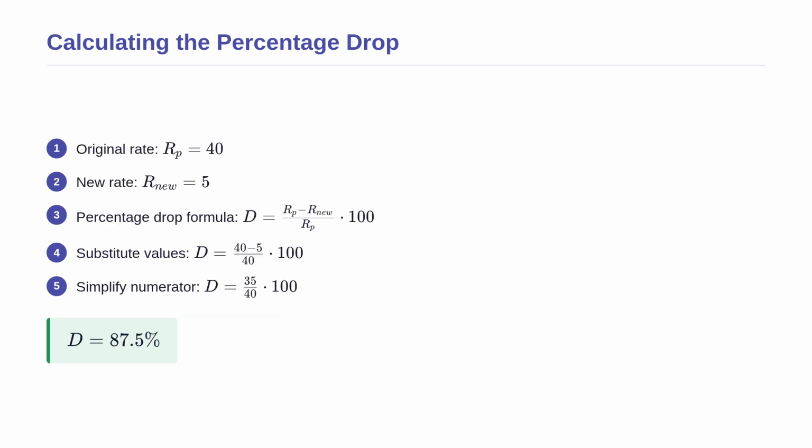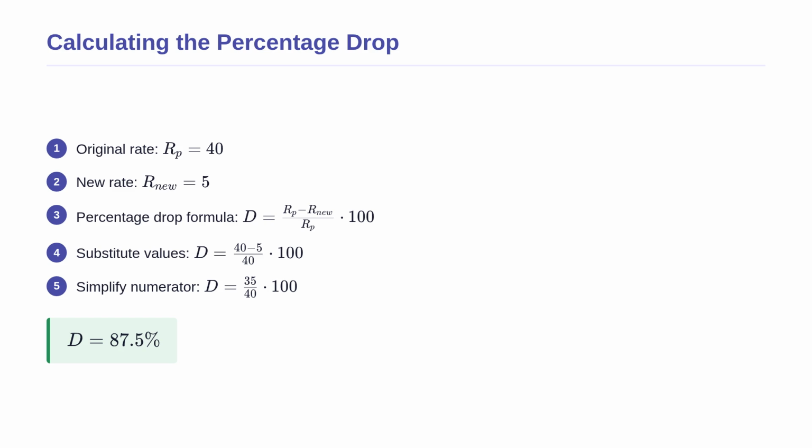Now that we have found the new presentation rate, let us determine exactly how much the viral evasion tactic damaged the cell's warning system. We will calculate the percentage drop in presentation compared to the original rate. We use the standard percentage change formula, which involves taking the difference between the old rate of 40 and the new rate of 5, dividing that by the old rate of 40 and multiplying by 100.